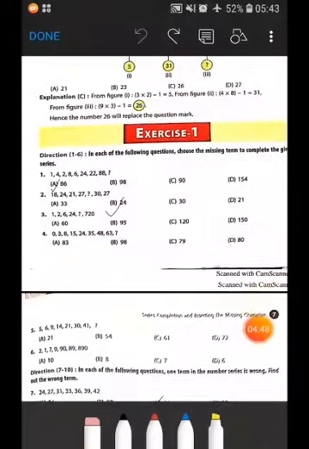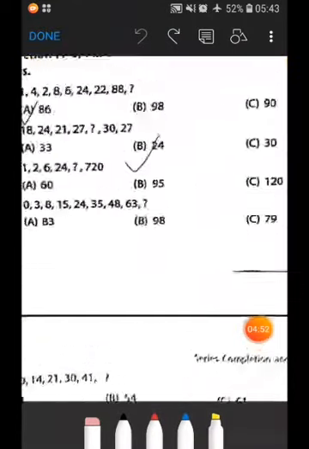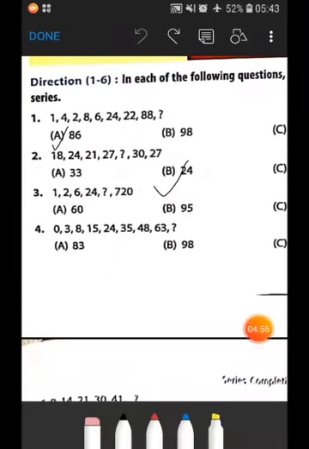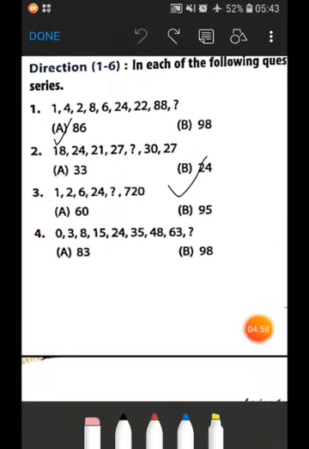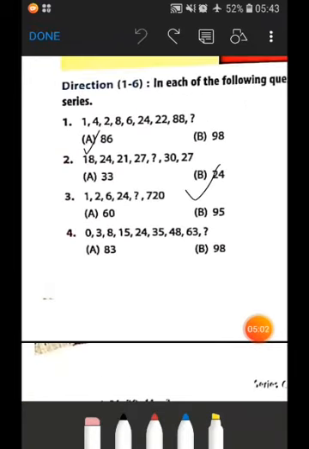Now we will have some exercise questions. Let us solve some exercise questions here. See, what is given in this question 1? 1, 4, 2, 8, 6, 24, 22 and 88.